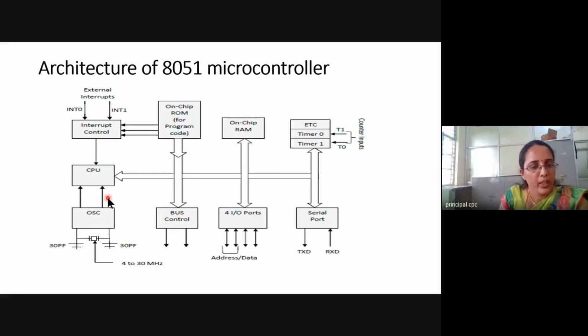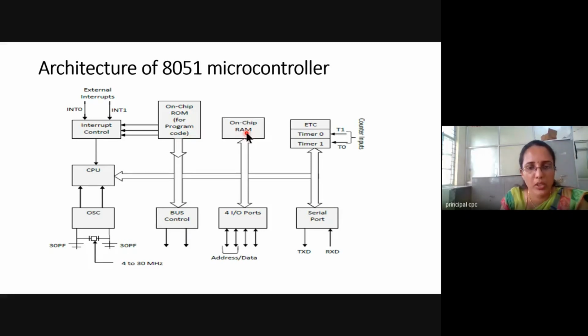The central processing unit, as I said earlier, has the ALU and instruction decoder with some registers. The CPU will process the data. Then the on-chip ROM. You have 4 kilobytes of on-chip ROM with the 8051. ROM means read-only memory. It is a non-volatile memory, which means whenever there is a power failure, you will not lose any data with ROM. It is 4 kilobytes, where we can store instructions.